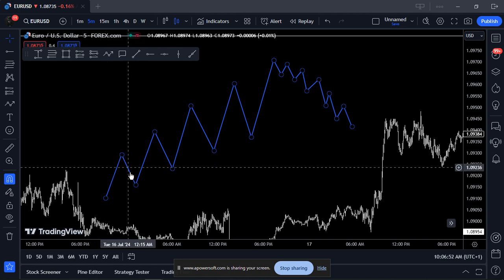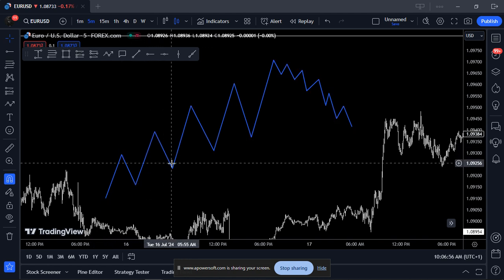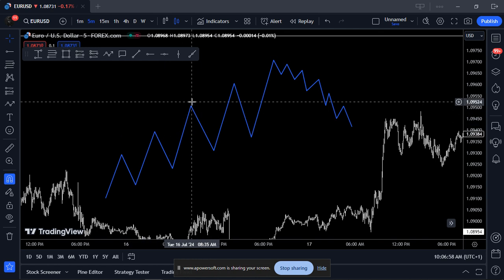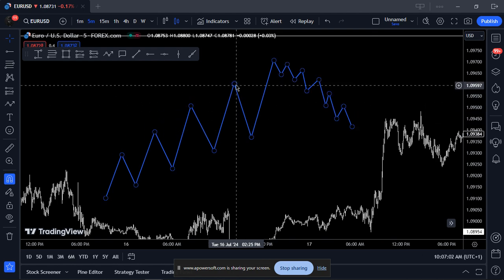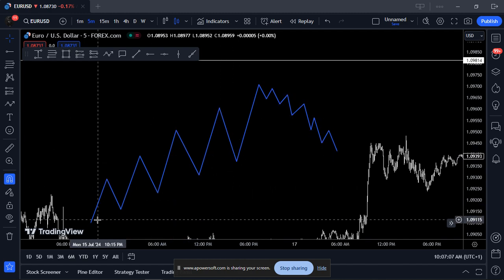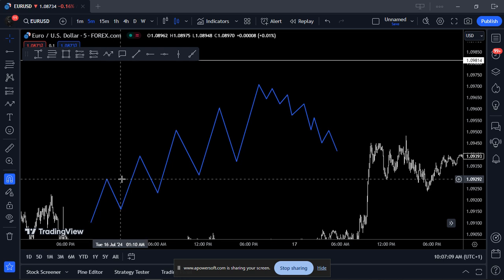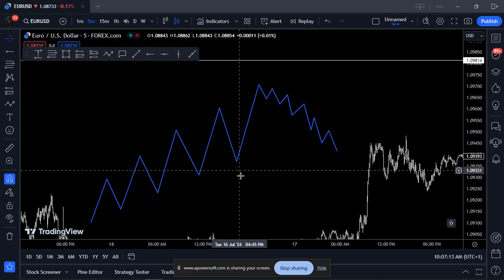Price goes up, comes down, immediately takes this high. We call it break of structure. Goes up, comes down, break of structure, goes up, comes down, break of structure, goes up, comes down, break of structure. So immediately after every break of structure, we expect a pullback as it happens. Break of structure, pullback, break of structure, pullback, break of structure, pullback.